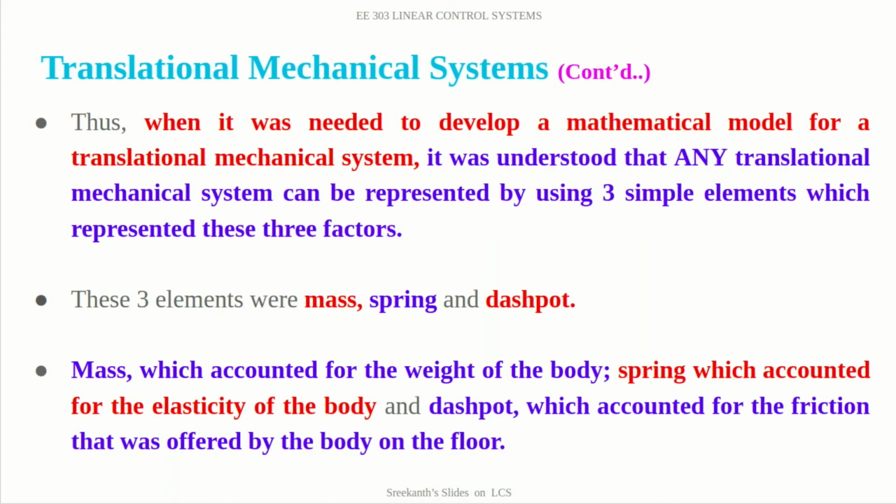Thus, when it was needed to develop a mathematical model for a translational mechanical system, it was understood that any translational mechanical system can be represented by using three simple elements which represented these three factors. The three elements were mass, spring, and dashpot. Now let's look at how these are represented.